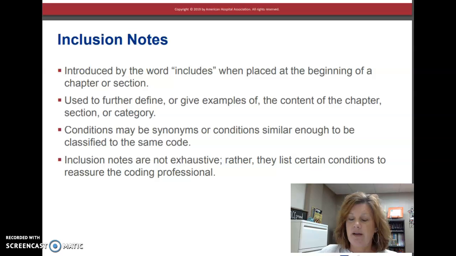Inclusion notes, again, start with the word includes. They give examples of the content of the chapter. They may be synonyms or conditions similar enough to be classified to the same code. So inclusion notes are not exhaustive. Rather, they list certain conditions that will reassure you as a coding professional.